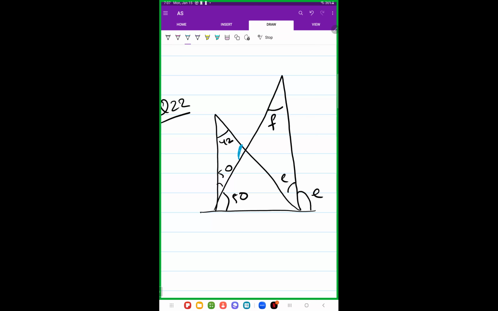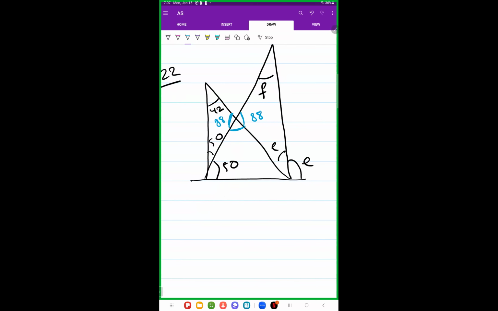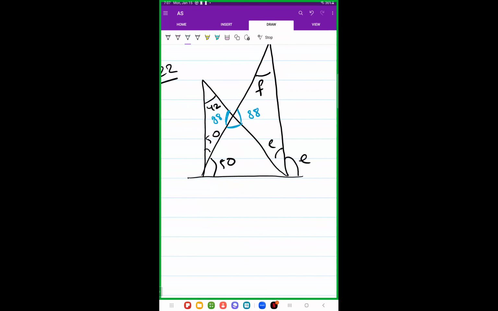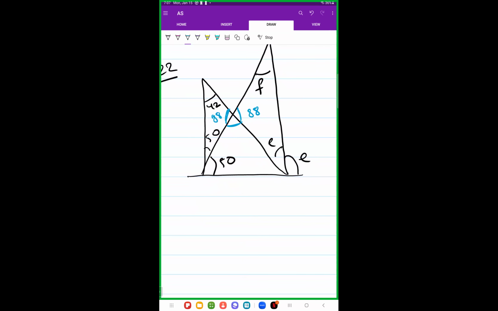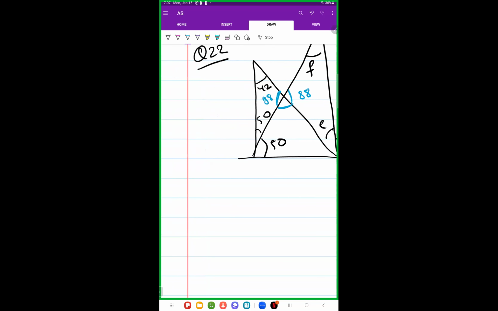Yes, I did. 88. If this is 88, this would also be 88, because they are vertically opposite. Exactly. And can you find this out? Oh, I didn't know we had to find that out. But you can for the sake of it. What is it going to be? It's also going to be 88. No, it's going to be 180 minus 88, because this is angles on a straight line.